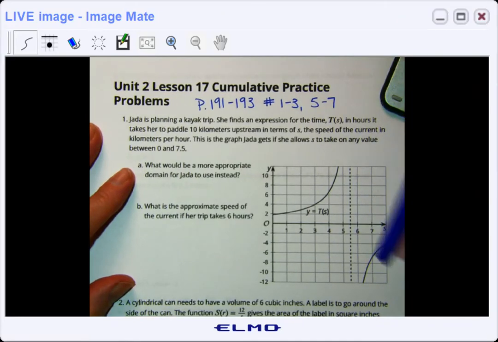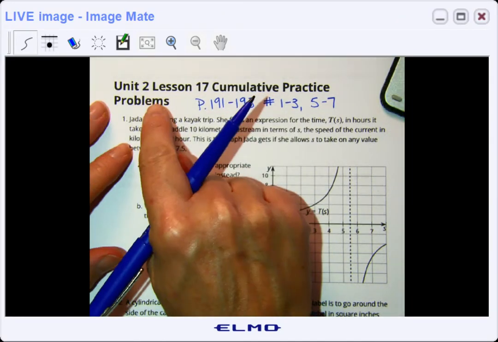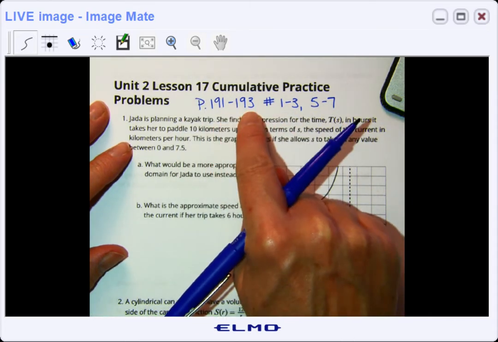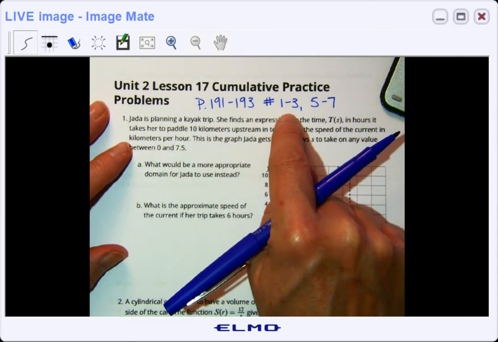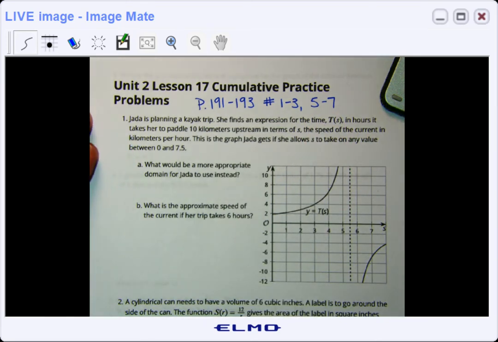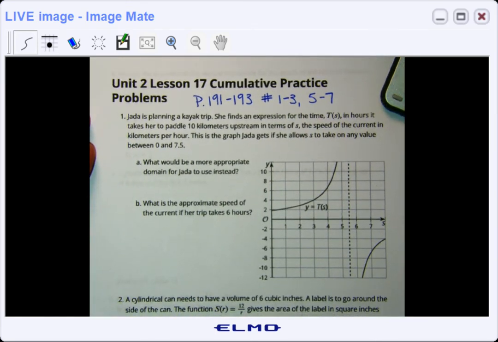Hi, this is Mrs. Murat with some homework help over Unit 2, Lesson 17, pages 191 to 193, numbers 1 through 3, and 5 through 7. These are in your textbook, and we'll just get started.